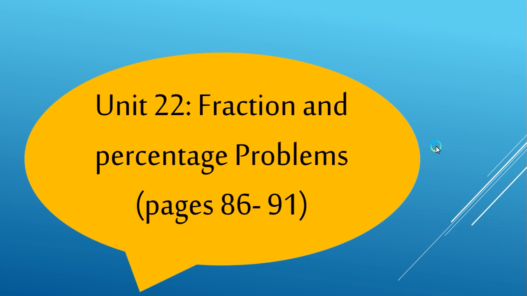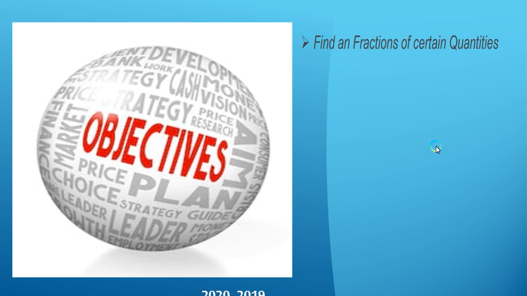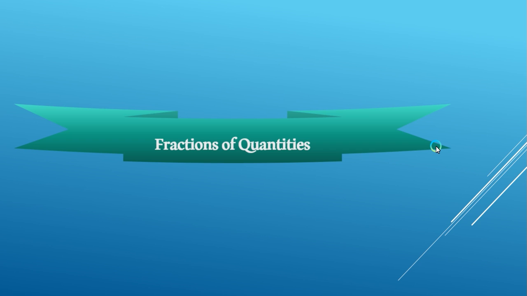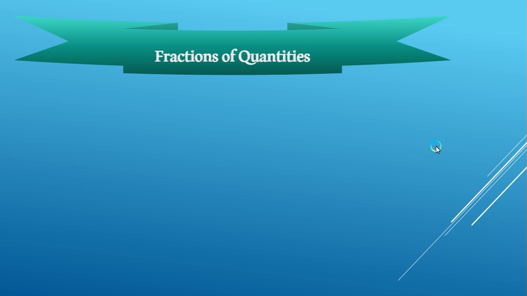So let us start by unit 22, fraction and percentages problem, pages 86 to 91. First objective: find the fractions of certain quantities. Second objective: work out the percentages of quantities. And third objective: identify a relation between fraction and ratio. So let us start with the first lesson, fractions and quantities.